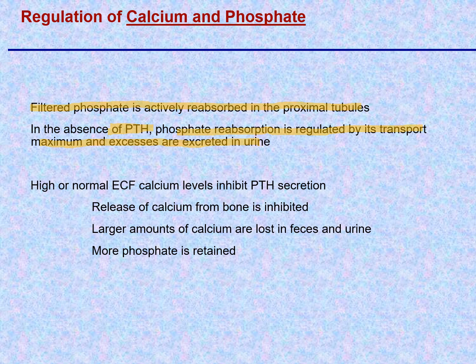However, if you have high or normal extracellular calcium levels, that can inhibit PTH secretion. Remember, PTH will only get secreted if calcium levels drop below normal. And as a result of that higher normal calcium level, you don't have release of calcium from the bones. More calcium is lost out in the feces and the urine, and more phosphate can be retained.